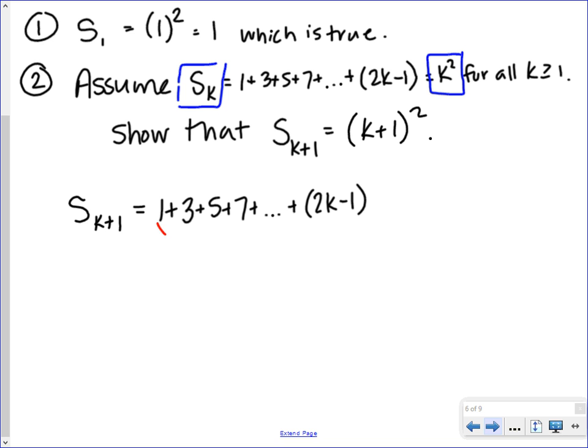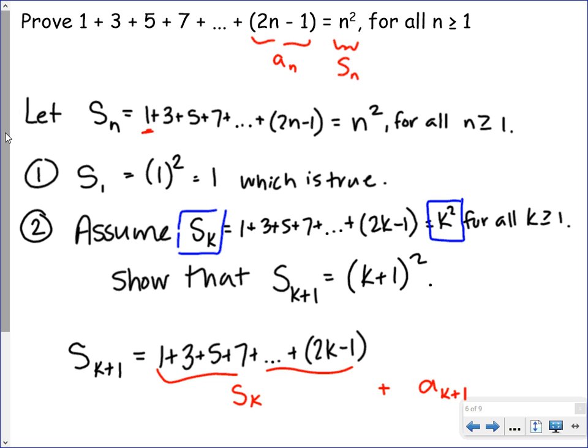This right here that I've written down is just s sub k. Right? That's what s sub k is equal to. 1 all the way to 2k minus 1. In order to get s sub k plus 1, I'm going to have to add the next term. So to add the next term, think back up to the beginning here. To find the next term, the a sub k plus 1, you'd be plugging into the rule for a sub n, which is 2n minus 1, or 2k minus 1.